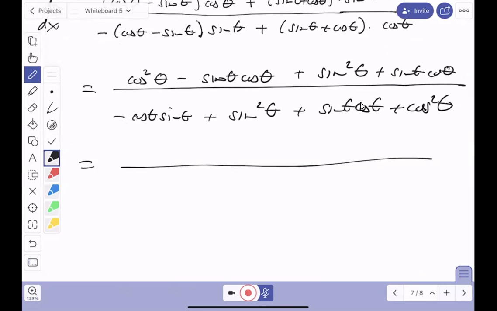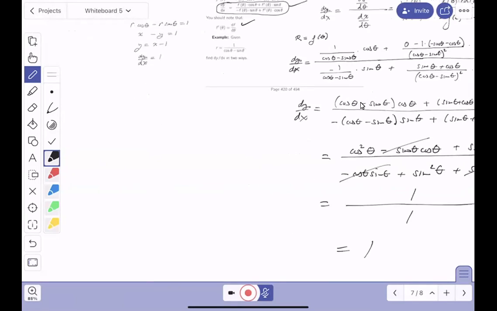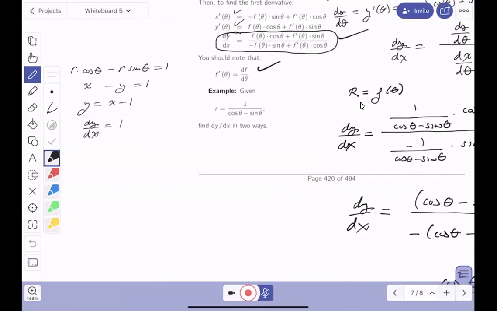Wow, it ends. What do we get? This disappears. Cosine squared plus sine squared is 1. This disappears. Sine squared plus cosine squared is 1. What do you get? 1. Getting the same answer? Of course we are. Take-home message: use your head.